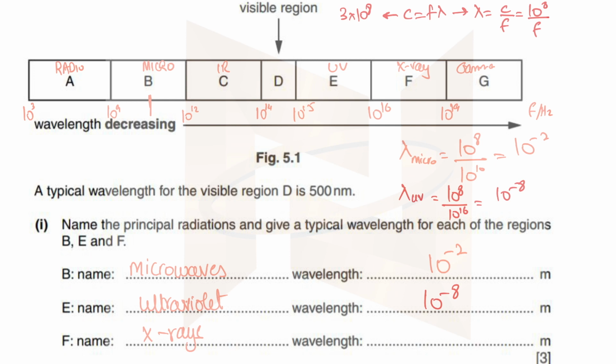And then they're asking you for X-rays. Now, X-rays are between 10 raised to the power 16 and 10 raised to the power 19. Pick any number. Let's say we pick 10 raised to the power 18. So lambda X-ray would be equal to 10 raised to the power 8 divided by 10 raised to the power 18, which will be 10 raised to the power minus 10. So the key that I'm trying to tell you over here is please do not memorize the wavelengths. Memorize the frequencies. These boundaries are very easy to memorize, and then you can easily convert them into wavelengths.